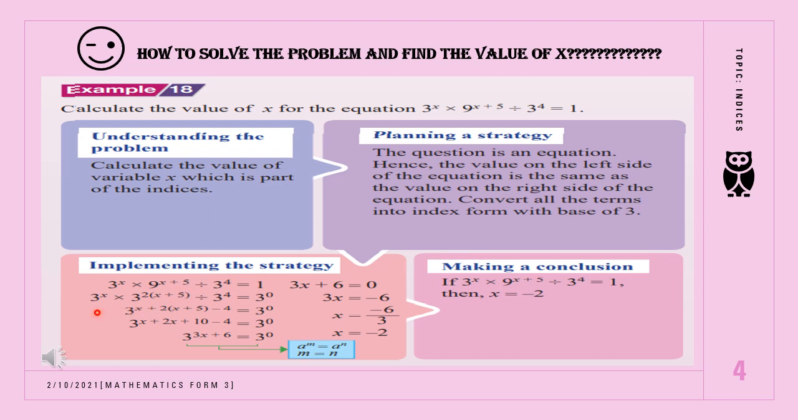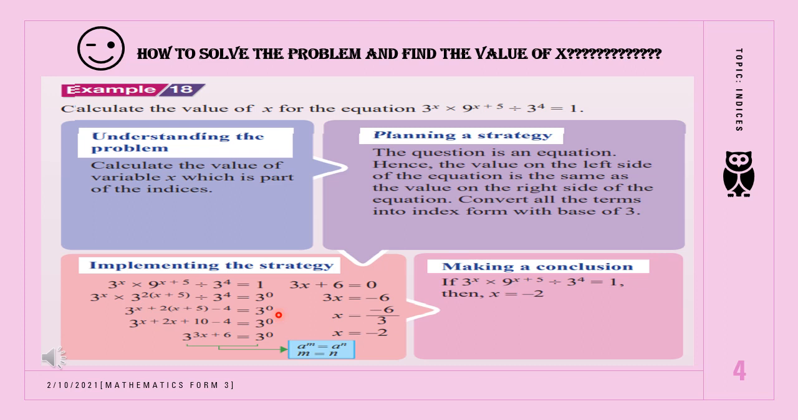Okay. You write down the question: 3 to the power of x times 9 to the power of x plus 5, divided by 3 to the power of 4, equal to 1. So, second solution, you need to change the number 9 to become base of 3, and also the 1 becomes 3 to the power of 0. And next, the answer will be 3 to the power of x times 3 to the power of 2 in bracket x plus 5, divided by 3 to the power of 4, equal to 3 to the power of 0.